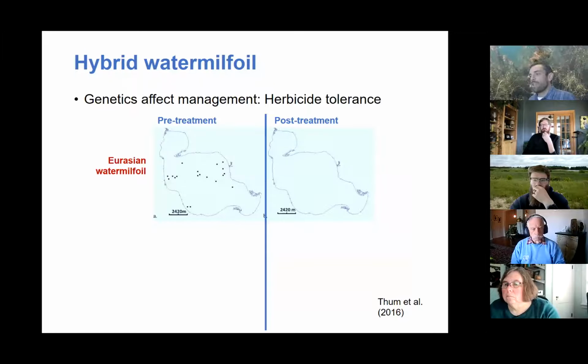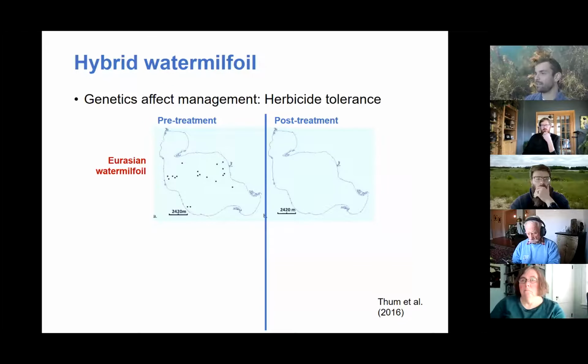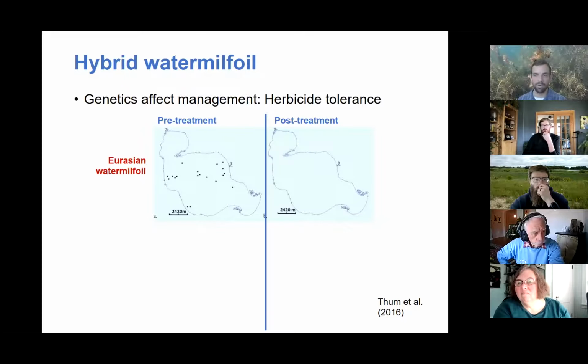And this hybridization is really consequential for management. This is work from Ryan Thum and others. Ryan is at Montana State and has done a lot of work on water milfoil genetics and has documented this issue of herbicide tolerance. So this is showing a lake in Michigan before and after an herbicide treatment. And you have the distribution of Eurasian water milfoil on the left, and then you can see the treatment was incredibly effective. It knocked out the Eurasian water milfoil.